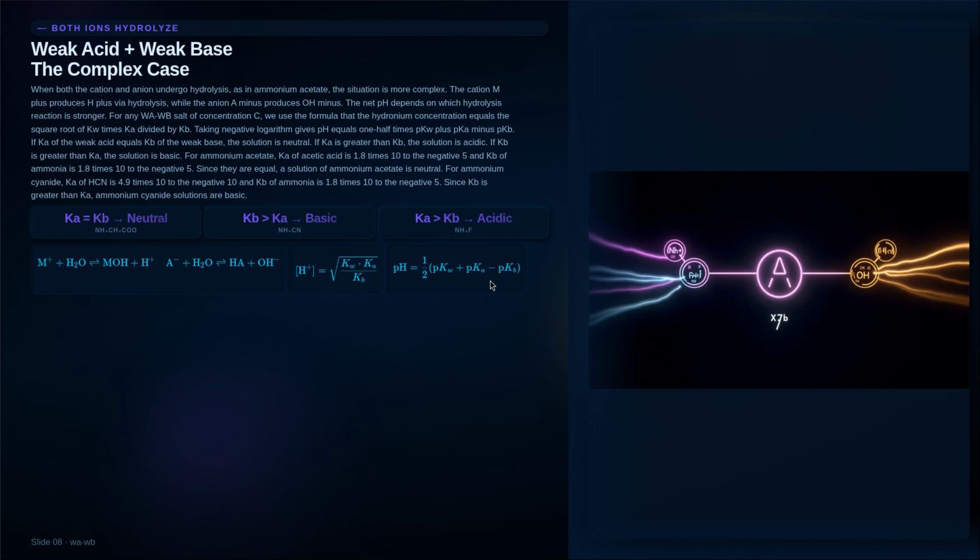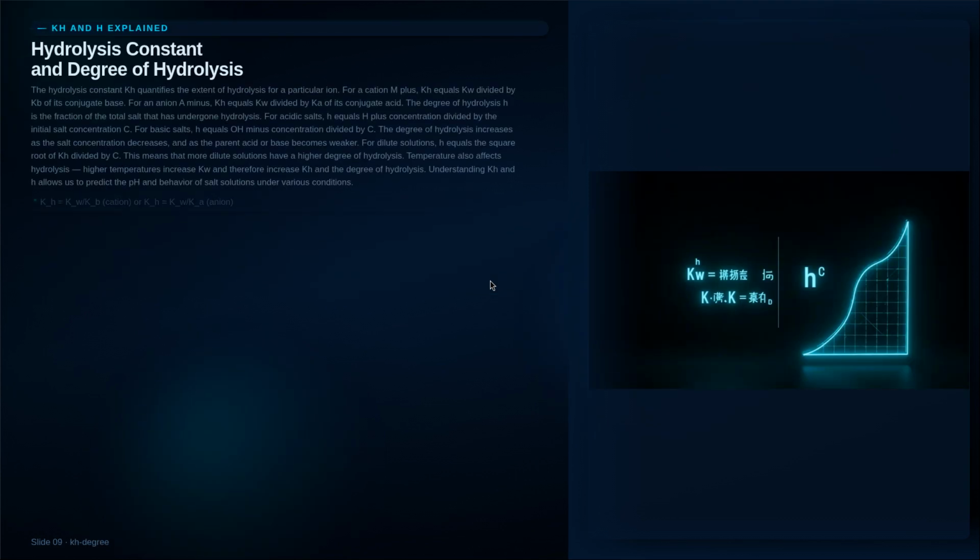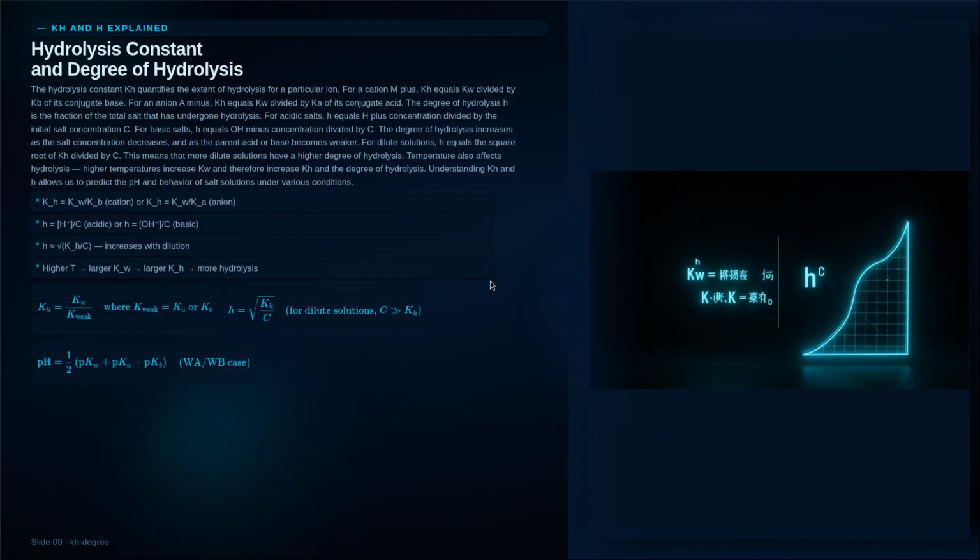For ammonium cyanide, Ka of HCN is 4.9 times 10 to the negative 10, and Kb of ammonia is 1.8 times 10 to the negative 5. Since Kb is greater than Ka, ammonium cyanide solutions are basic. The hydrolysis constant Kh quantifies the extent of hydrolysis for a particular ion. For a cation M+, Kh equals Kw divided by Kb of its conjugate base. For an anion A-, Kh equals Kw divided by Ka of its conjugate acid.